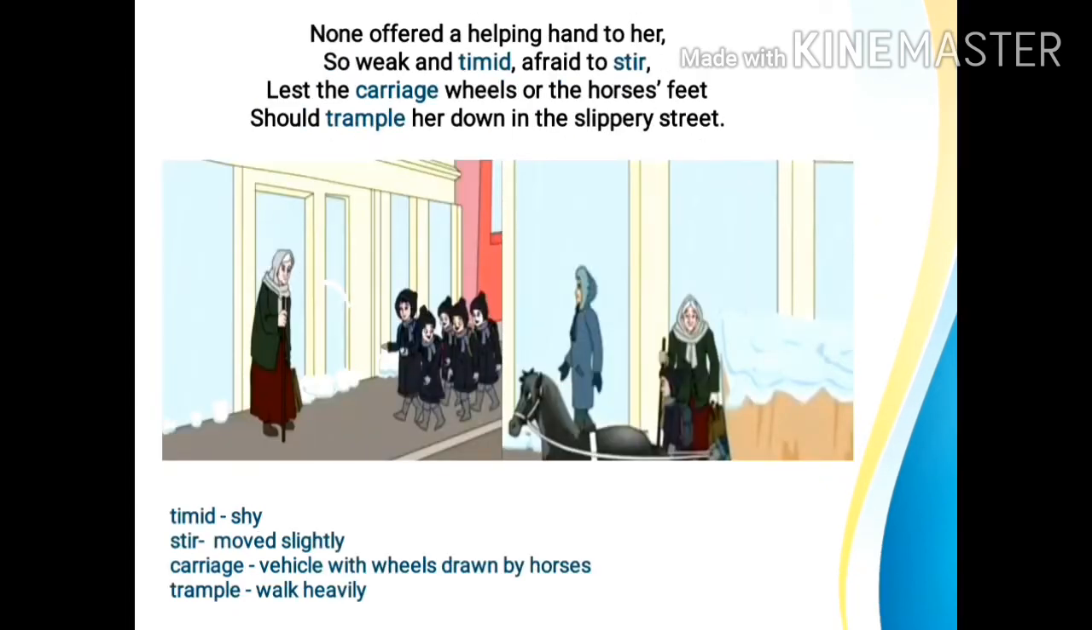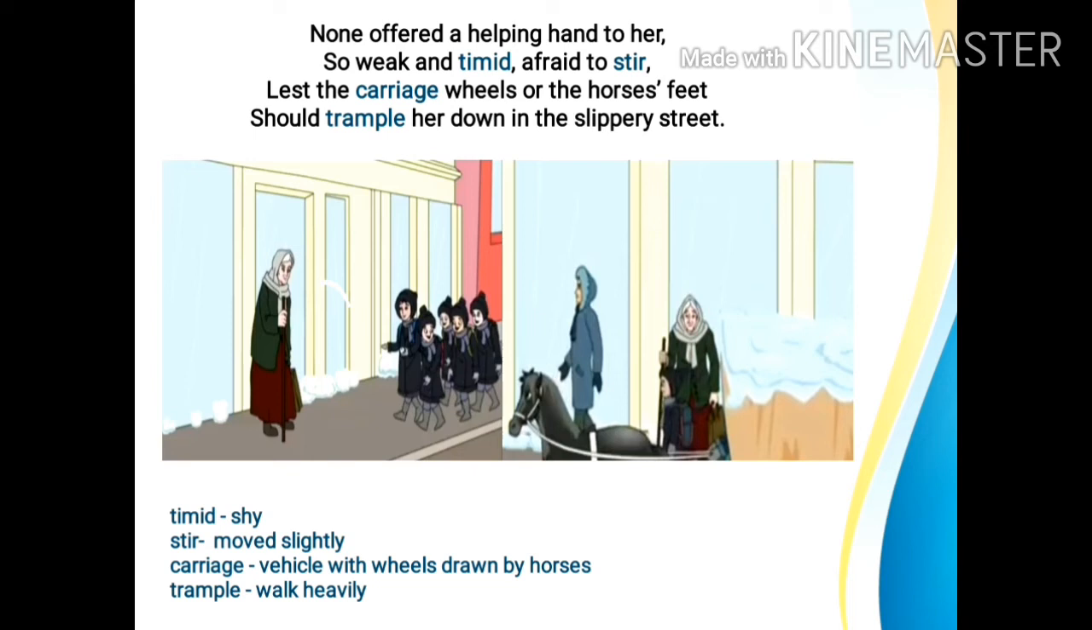Let's learn the next stanza of the poem. None offered a helping hand to her, so weak and timid, afraid to steer, lest the carriage wheels or the horse's feet should trample her down in the slippery street. Here timid means shy, steer means moved slightly, carriage means vehicles with wheels drawn by horses, and trample means walk heavily.